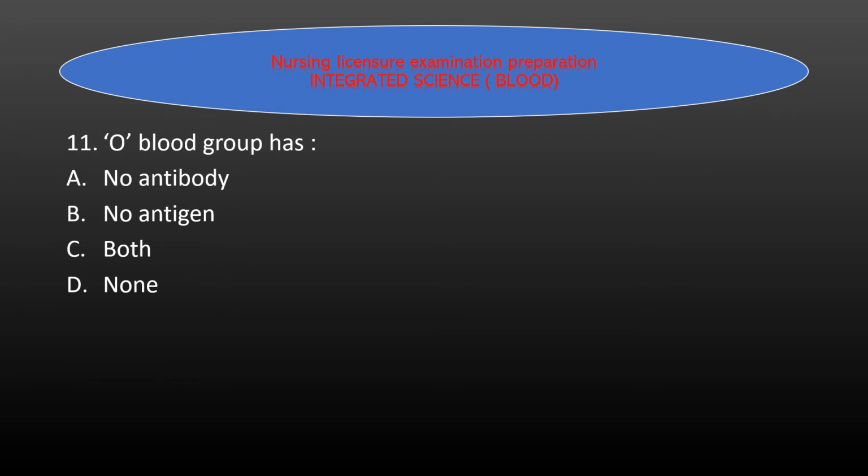Question number 11. O blood group has option A no antibody, option B no antigen, option C both, option D none. And the correct answer is option B, that is no antigen. Since it does not contain any antigen in itself, blood group O can be given to any individual, any blood group person.